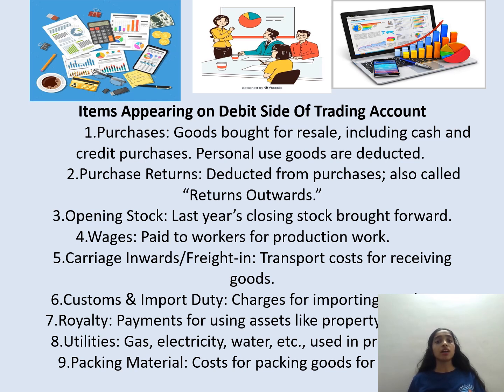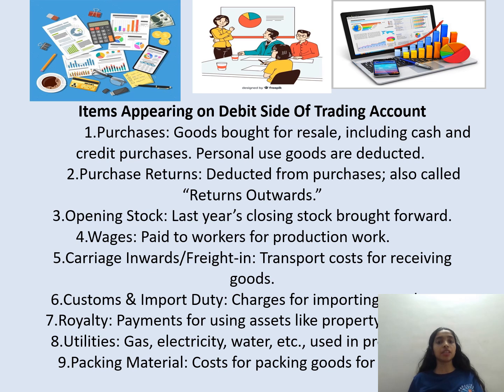Next is customs and import duty. Customs and import duty are the statutory expenses incurred in connection with the import of goods from the overseas market. They appear on the debit side of the trading account. Seventh is royalty. Royalty is defined as the payment made to the owner for the use of property, patents and copyright works, franchises or natural resources like mines, tea gardens, etc. It is paid by those who make use of the assets for commercial purposes. The mechanism of royalty payment has evolved as a means of compensation to the owner.